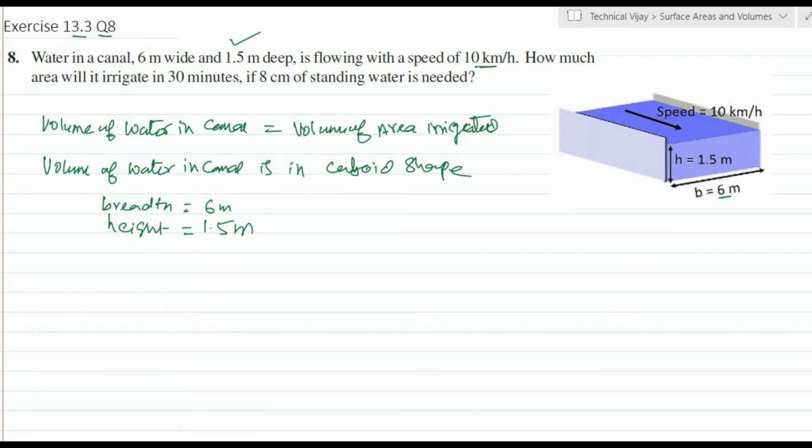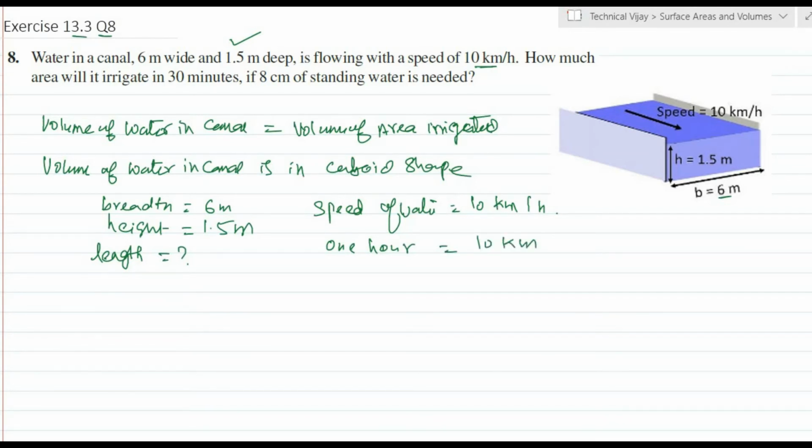Now here length he has not given. To calculate the length, he has given the speed of water. Speed of water is equal to 10 km per hour. Means in 1 hour, the length will become 10 km. In 1 hour, 10 kilometer it is flowing. So 1 hour is nothing but 60 minutes. For 60 minutes, it is equal to 10 kilometer.